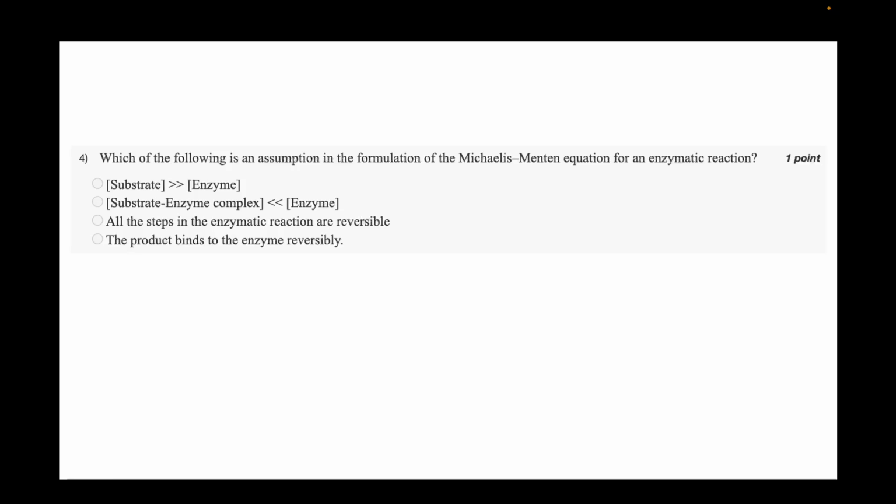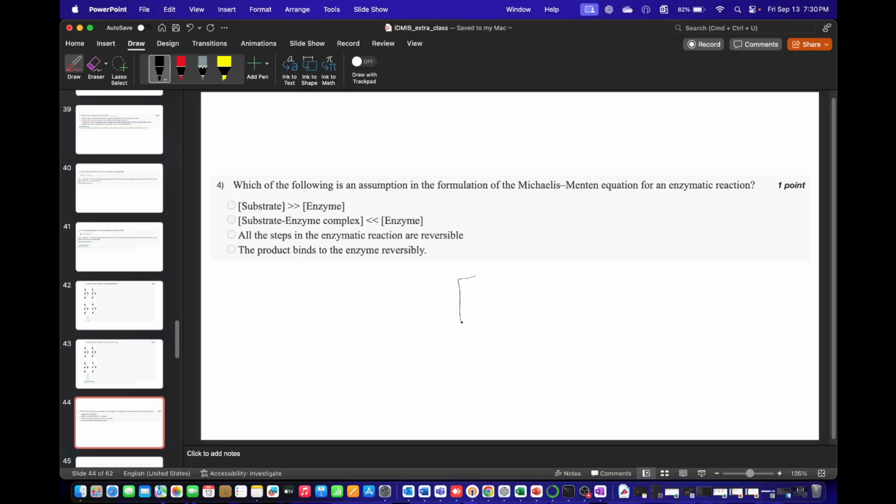Option C, all the steps in the enzymic reaction are reversible. No, not actually. So you can have Michaelis-Menten where it is possible that you'll have a two-step reaction. In one step it is reversible, the other step it is not reversible. So that is not an assumption for Michaelis-Menten. What Michaelis-Menten assumes is basically the enzyme substrate complex, the ES complex. So I'll just write it here. This ES complex is in equilibrium or steady state. This is the main assumption of the Michaelis-Menten model.